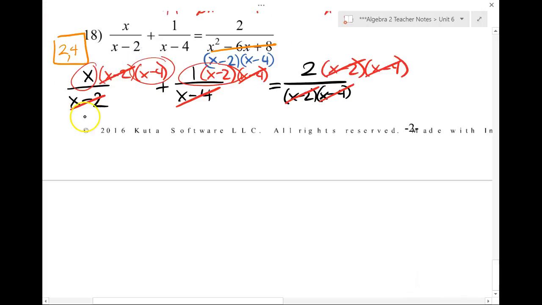So now, on the left here, it's x times x minus 4, so distribute that. x times x is x squared, x times negative 4 is negative 4x, plus, and we have a plus here in the middle, 1 times x minus 2, well that's just x minus 2, equals 2. And that's all we have left over there. Now let's see if we can combine some like terms.